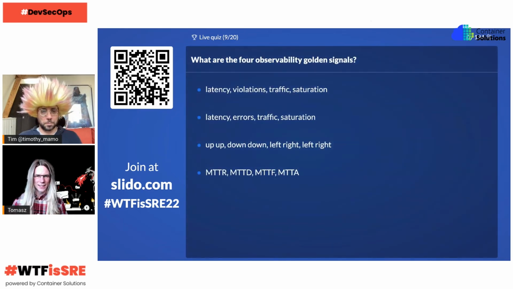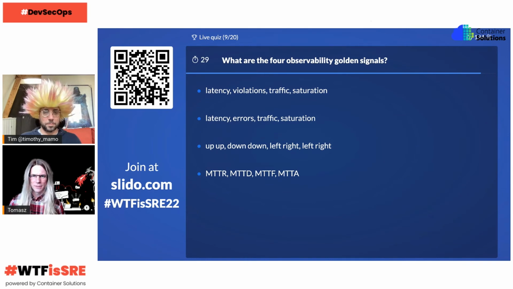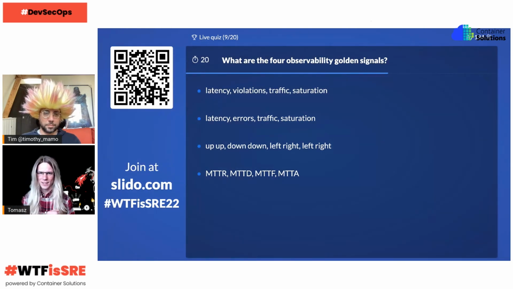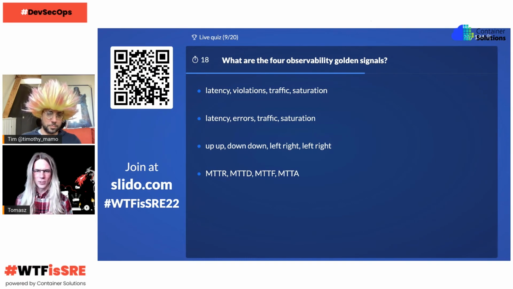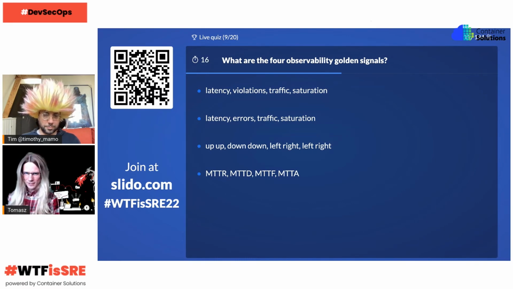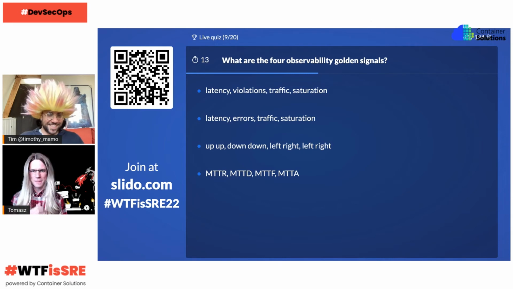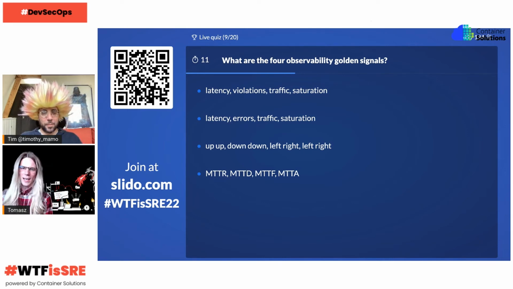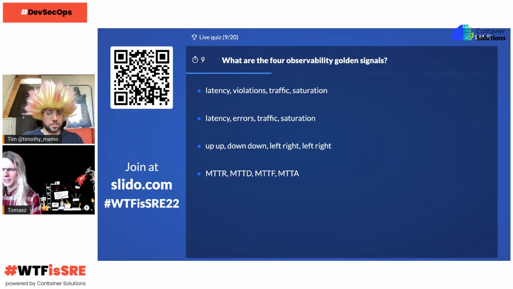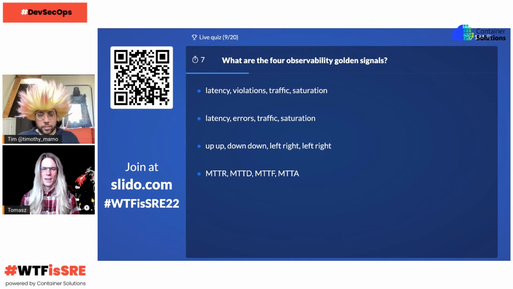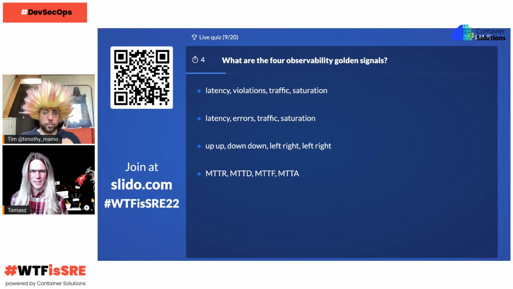Okay, question number 9. What are the 4 observability golden signals? First option, latency, violations, traffic, and saturation. Second option, latency, errors, traffic, saturation. Third option, up, up, down, down, left, right, left, right. And the fourth option, MTDR, MTTD, MTTF, and MTTA. I feel like one of them there is only for us old people who understand the cheat code.